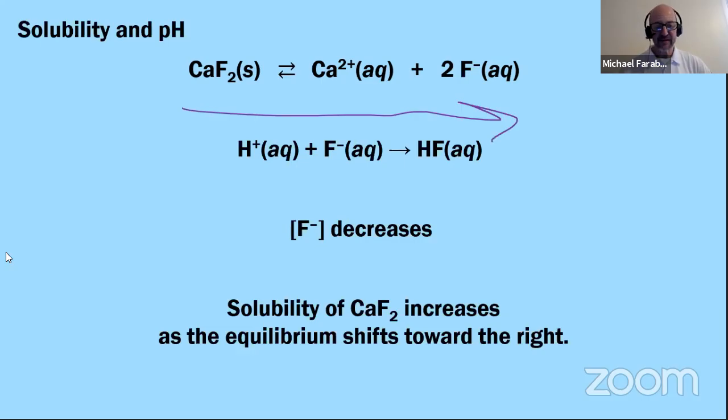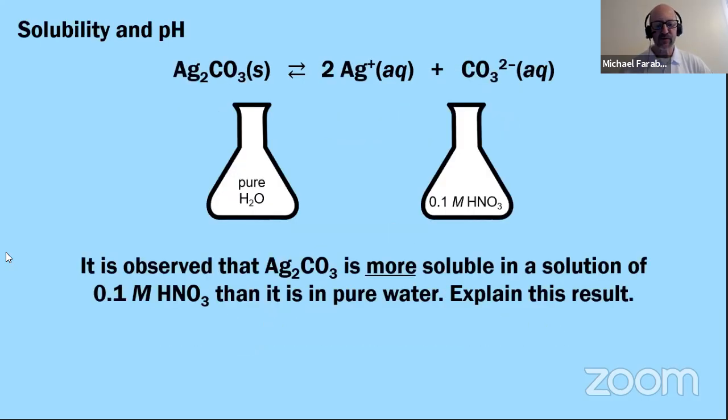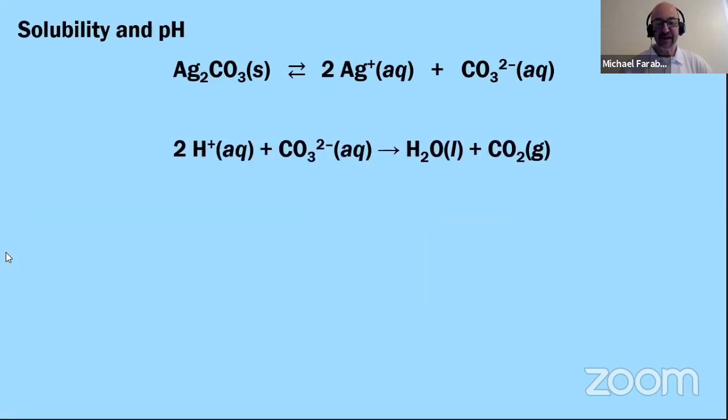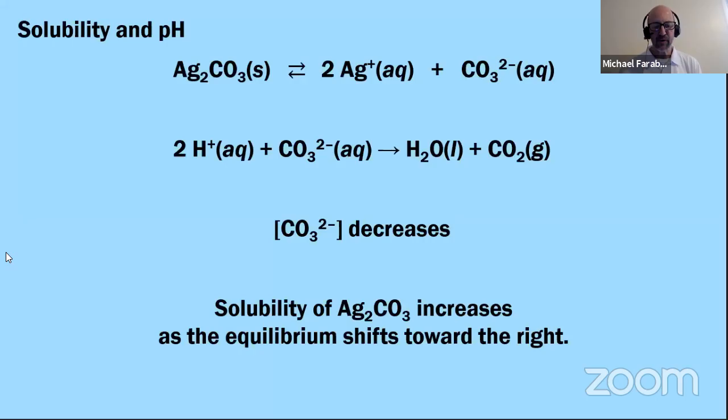Okay, here's another example. This is silver carbonate. It is observed that silver carbonate is more soluble in an acid solution like nitric acid than in pure water. So it's the carbonate. Okay, last time it was the fluoride. It's the carbonate that is reacting with H plus, producing initially carbonic acid, but that rapidly decomposes to give you water and CO2. This is like the classic vinegar baking soda reaction to produce bubbles. Okay, so that is going to cause the carbonate to go down, shifting the equilibrium toward the right, making silver carbonate even more soluble in an acid than in pure water.